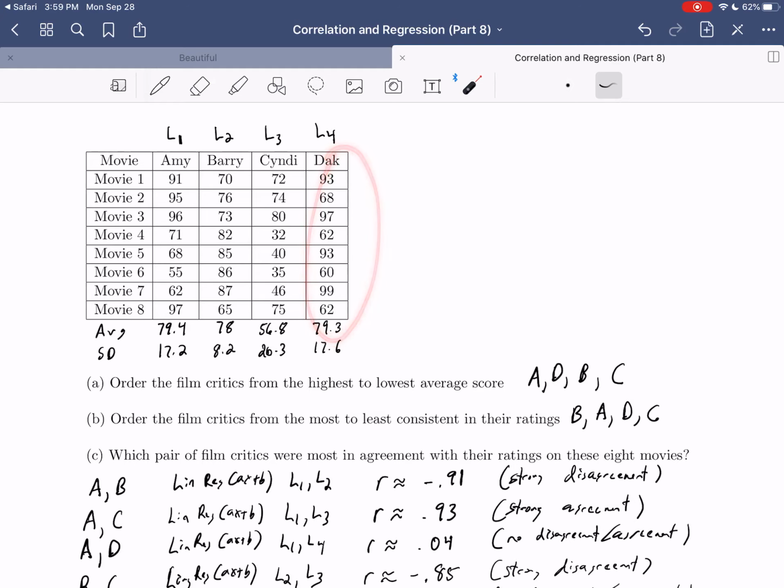Dak, on the other hand, the fourth person here, seems to be just out on their own. They like some where they agree with Barry, some where they agree with the duo of Amy and Cindy, but they're not really agreeing or disagreeing strongly with either of the people.